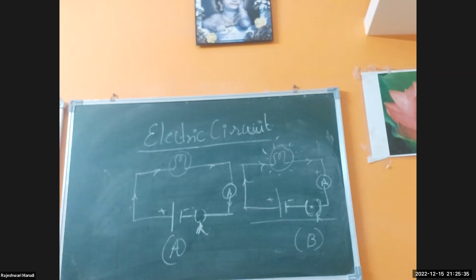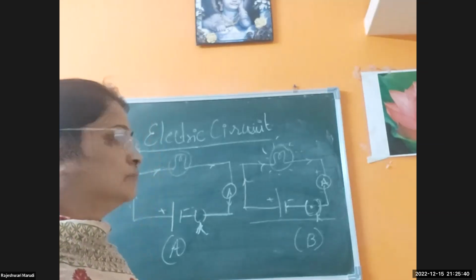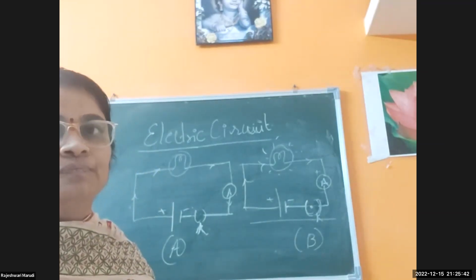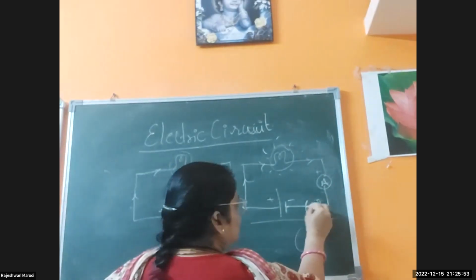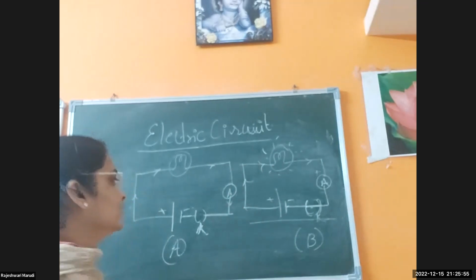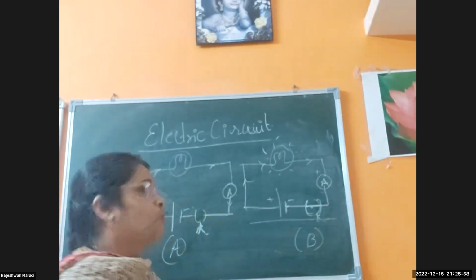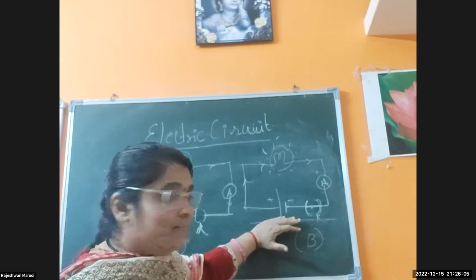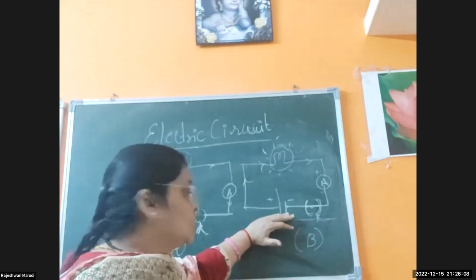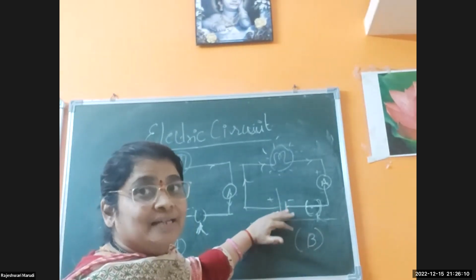So the conducting path, is it closed or open now? Closed. As the switch is on, the conducting path is closed. So the current flows and the bulb glows. This is called a closed electric circuit.